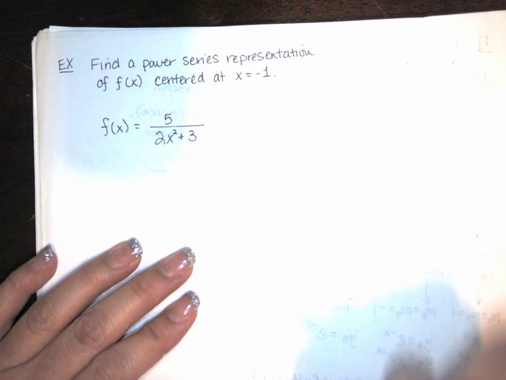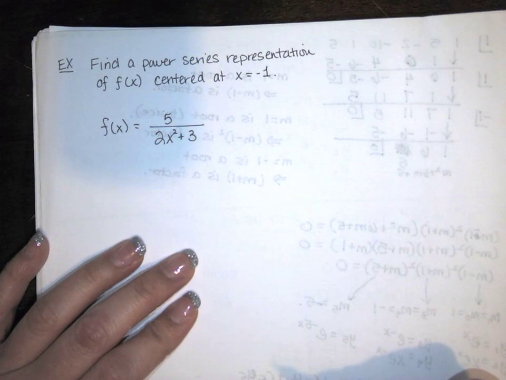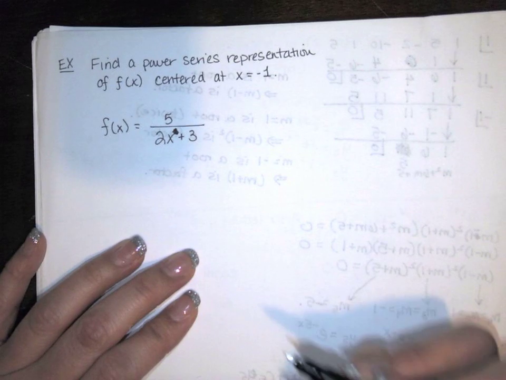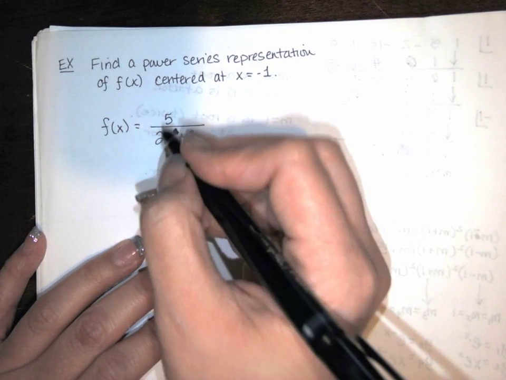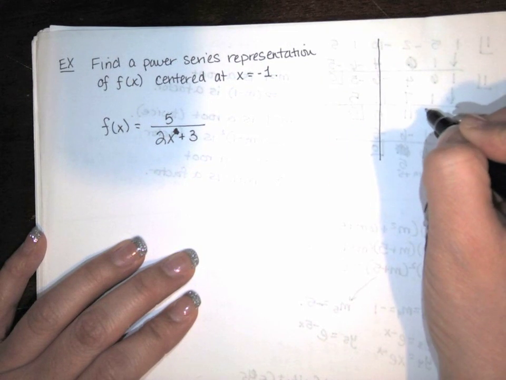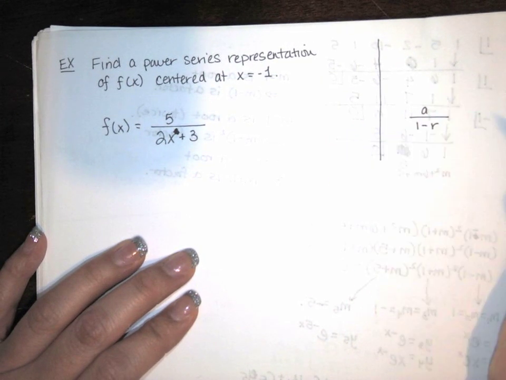Let's make it 2x squared plus 3. Oh no, let's not make it squared. Okay, so let's say this is it. Well, that kind of looks like a over 1 minus r. You're just trying to manipulate it so it looks like a over 1 minus r. That's the goal.